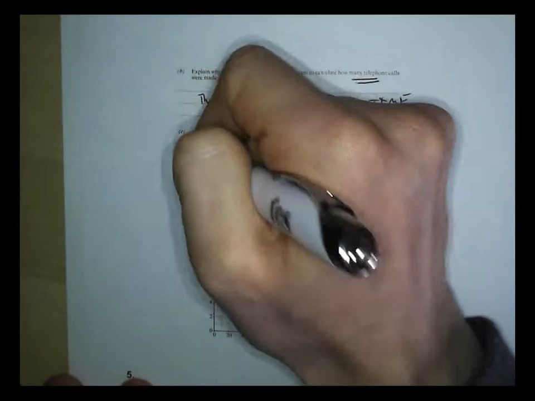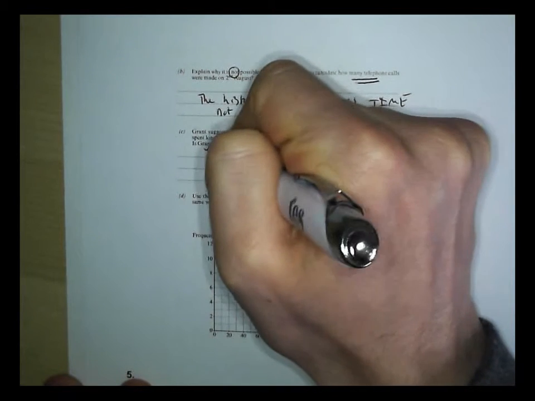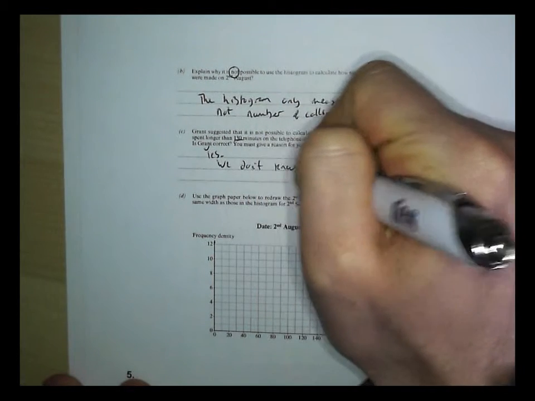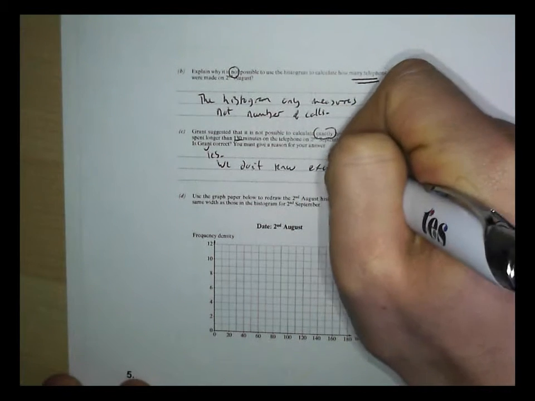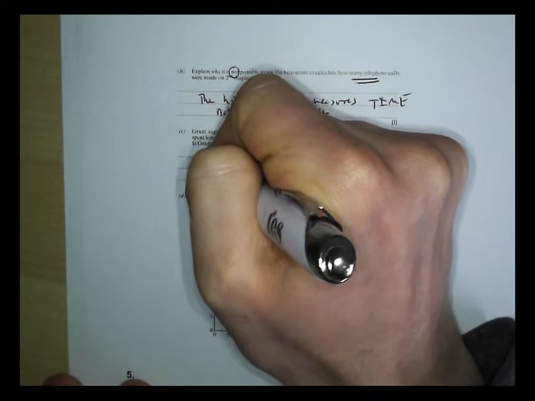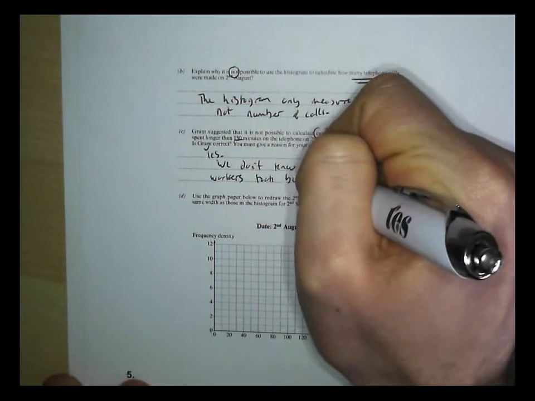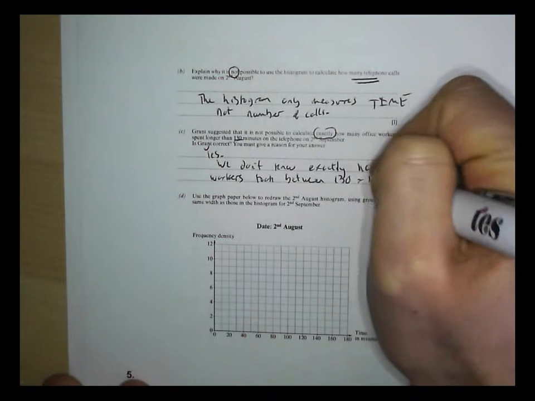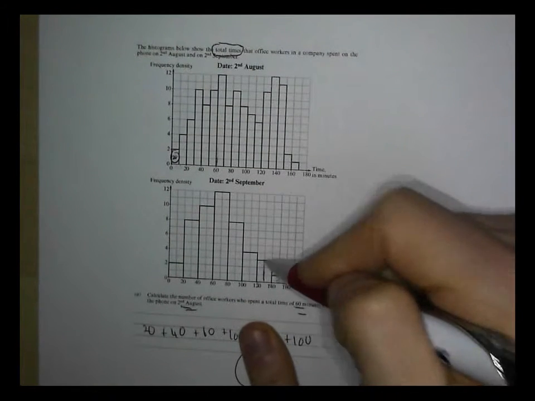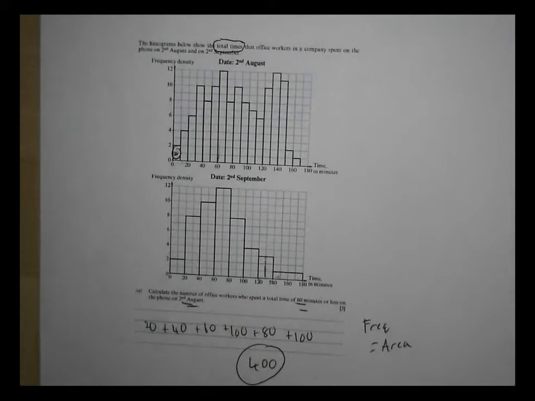So, is Grant correct? Yes. And I'm going to put, we don't know exactly how many workers took between 130 and 140 minutes. So that's the problem. The 140 onwards, you're fine, but it's that bit there. We don't know exactly how many workers were between 130 and 140. All we can assume is it's halfway between 120 and 140. So just watch out for that one.